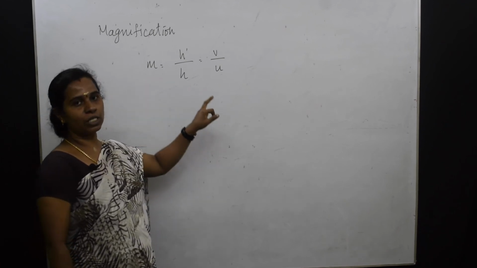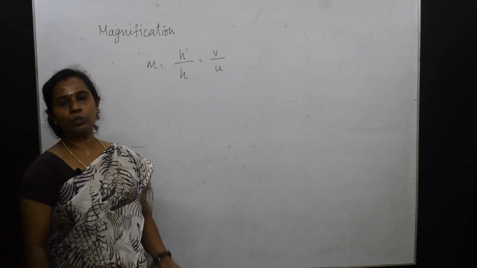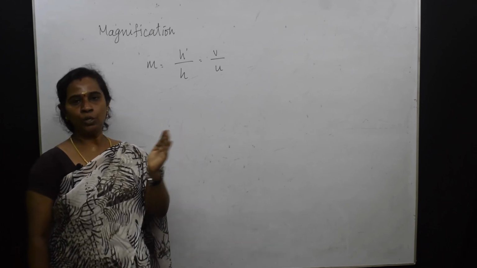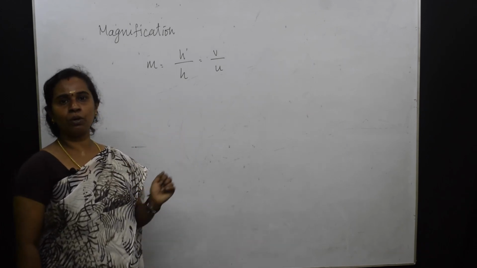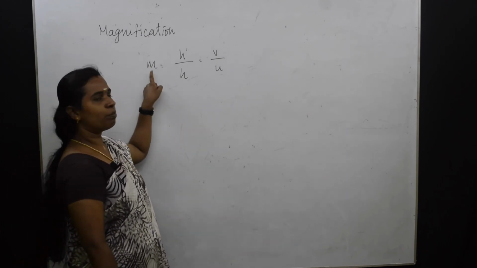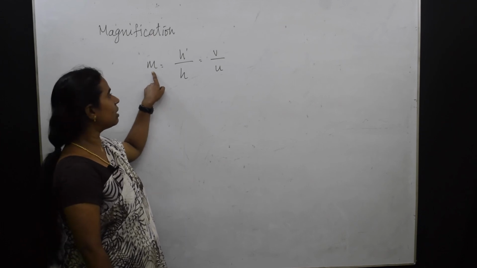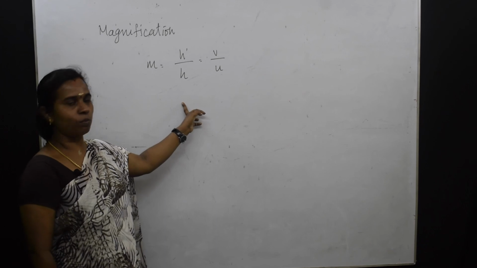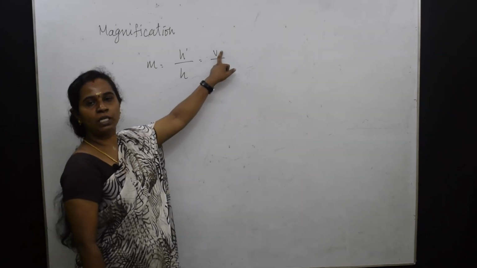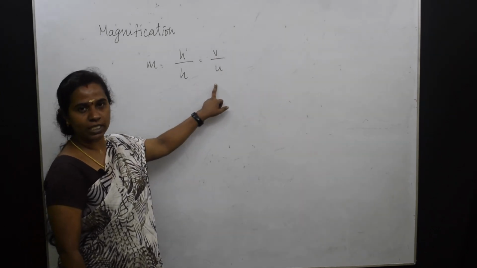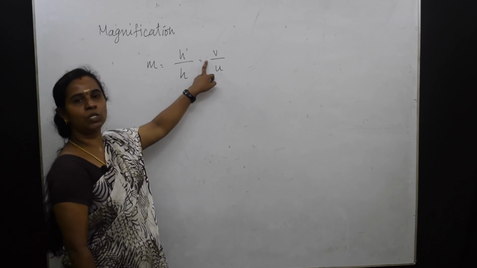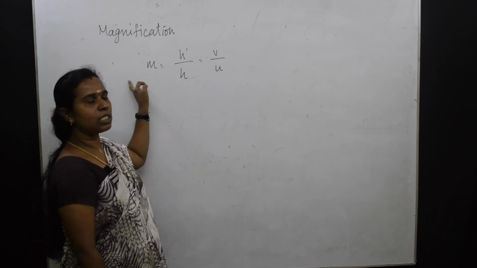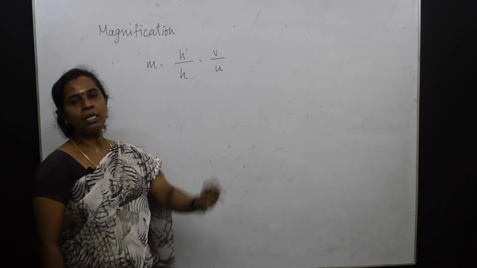The case where magnification equals 1, when the object is placed at 2F, is applicable only for a convex lens. Magnification of a lens is the ratio of the height of the image to the height of the object. One more formula is image distance divided by object distance. For mirror magnification we use a minus sign, but for a lens we use plus V divided by plus U.